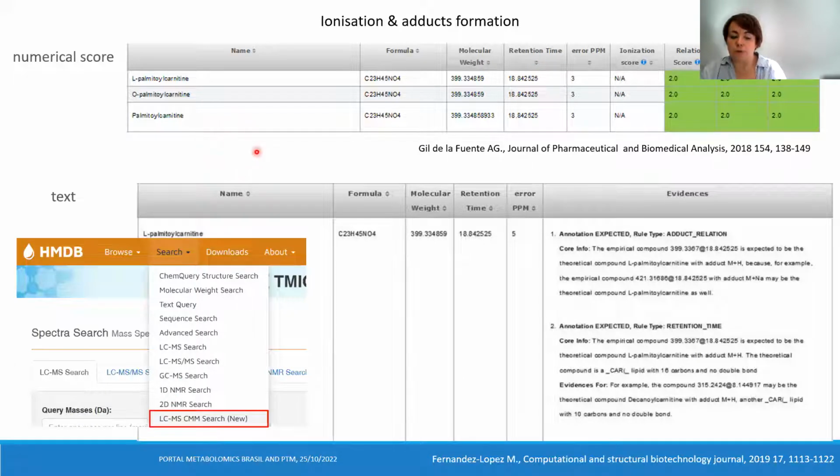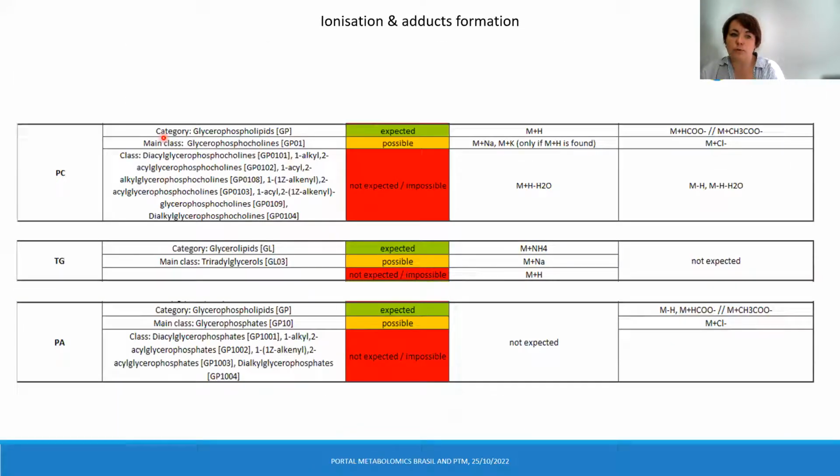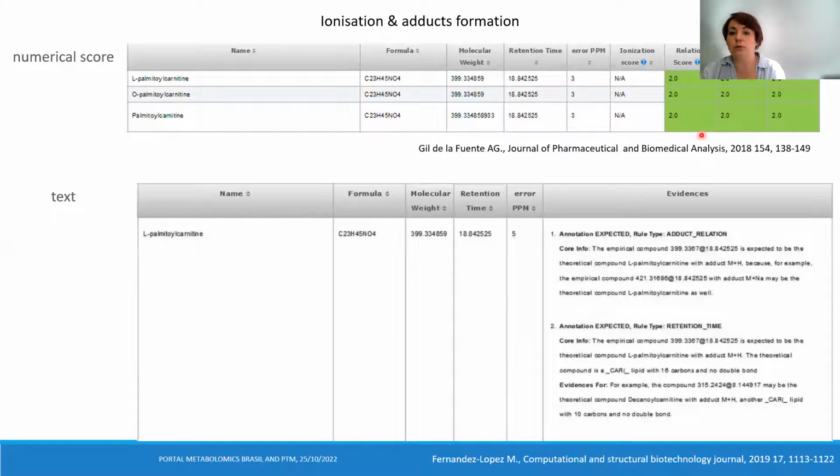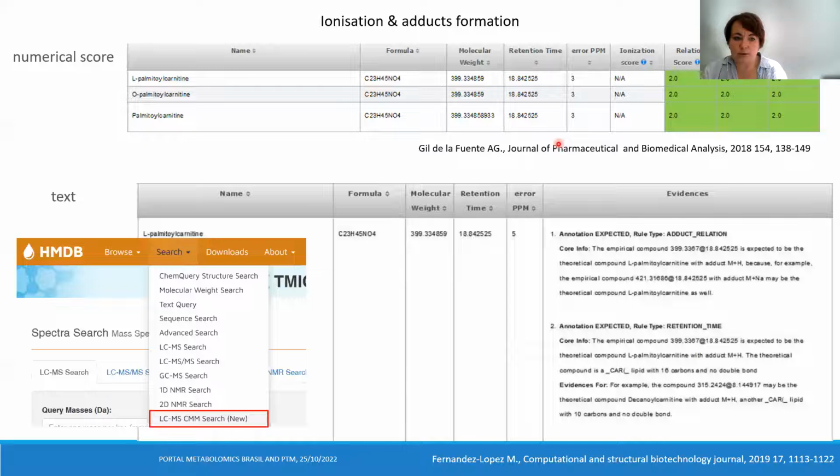But keep in mind, because in the previous table we used the classification from LIPID MAPS, those rules will be applied only to the lipids that are present in this database.